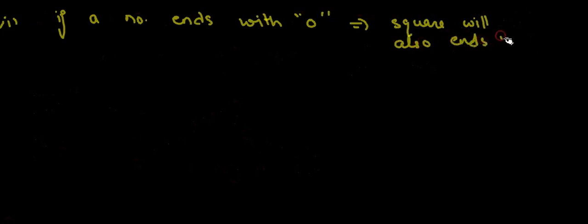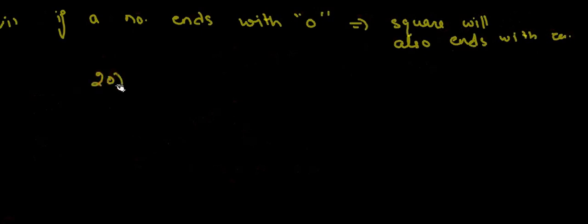Now the next property is, if a number ends with 0, its square will also end with 0, and the number of zeros at the end of the square is always even.